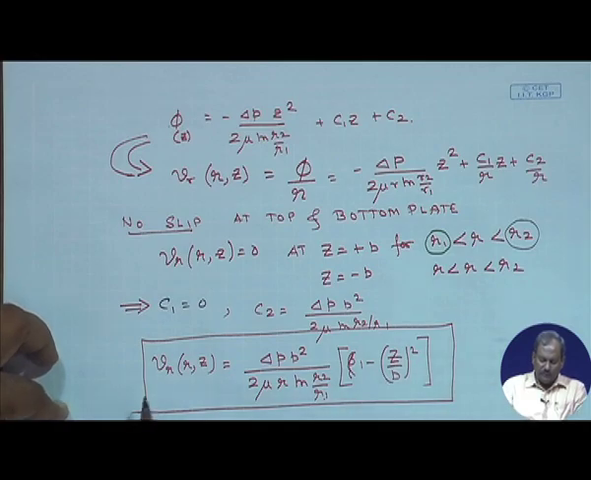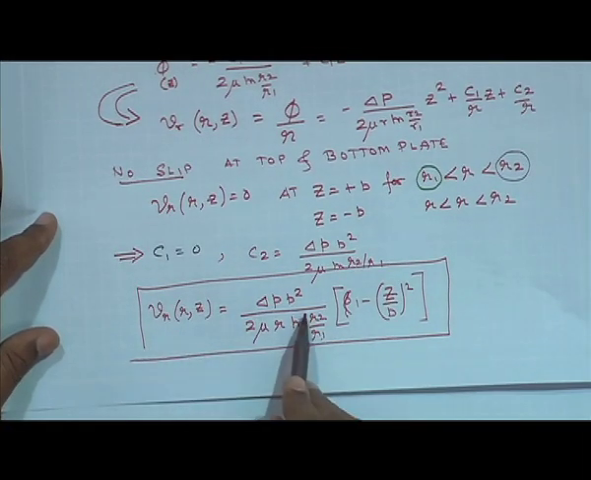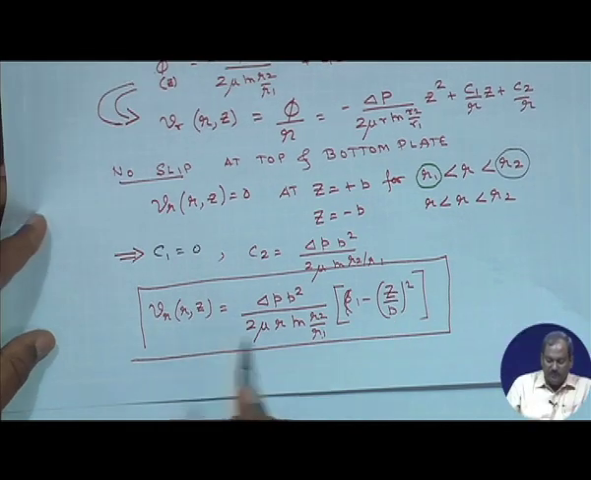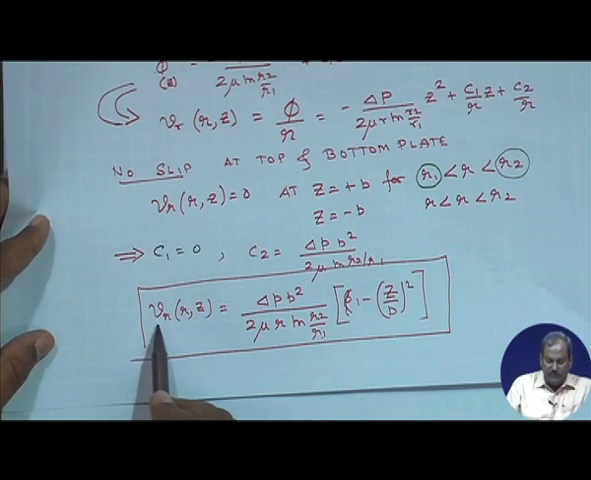Since we have the value of VR, it is then easy to calculate the value of Q, because most of the times we are not interested in finding out the velocity at every point in the flow field. We are more comfortable in dealing with the average values. For example, the average velocity, or from the average velocity one can obtain the flow rate.